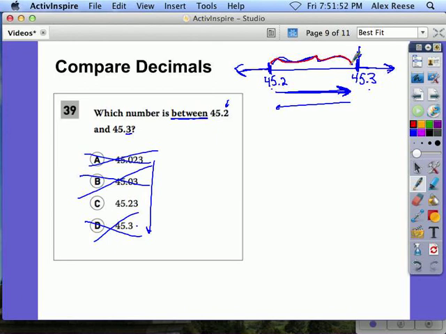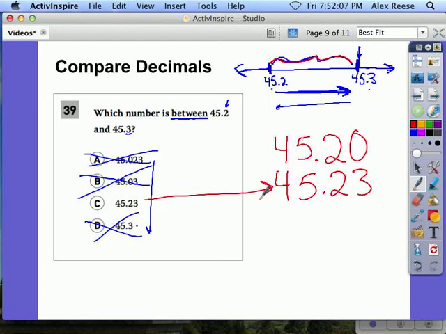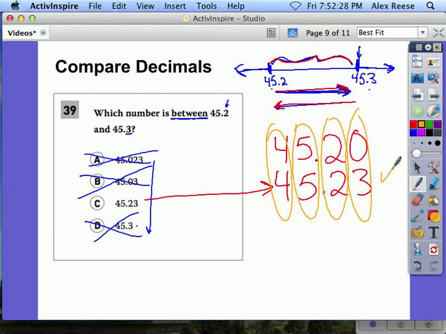Now we have answer choice C remaining, so answer choice C appears to be the correct answer. But let's compare 45 and 2/10 and 45 and 23/100, which is answer choice C. What we needed was a number that is bigger than 45 and 2/10, but smaller than 45 and 3/10. When we compare from left to right, 4 and 4 are the same, 5 and 5 are the same, 2 and 2 are the same, but 3 is bigger. So this number is, in fact, greater than 45 and 2/10.